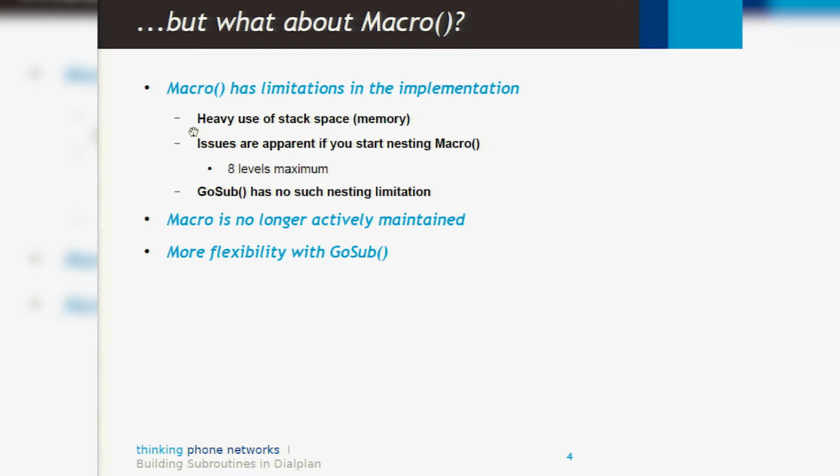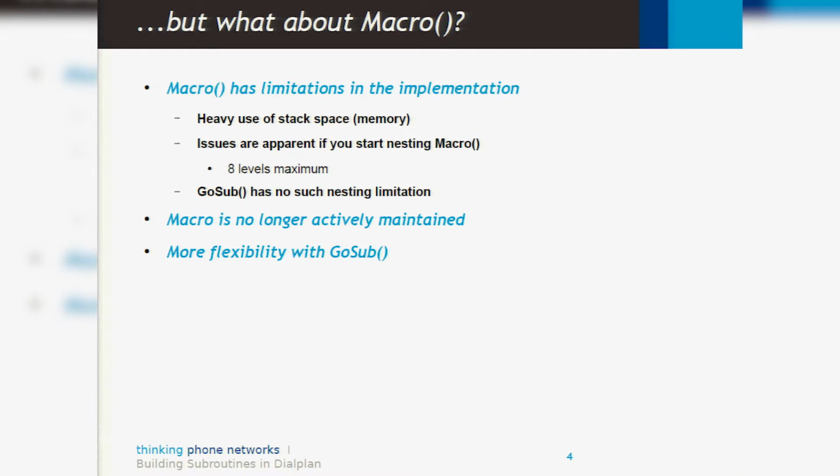So what about macro? It has limitations in its implementation. The biggest one being its heavy use of stack space, which is essentially memory. The issues are most apparent when you start nesting macros. So a macro that calls a macro, that calls a macro, that calls a macro. And you can only do 8 levels. Once you get there, Asterisk will crash. Gosub has no nesting limitation.